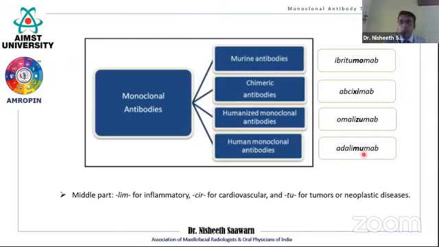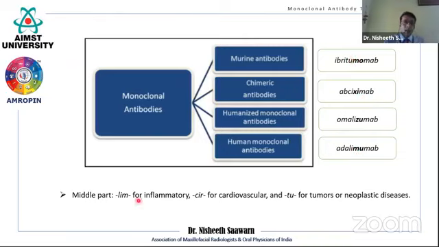Here the word mu is there. You can say it is taken from the word human. So it is adalimumab. When there is the word mu in between, it is a human monoclonal antibody. When there is zu in between, it is humanized. When there is xi in between, it is chimeric. When there is mo in between, it is a murine antibody. This is how we know.